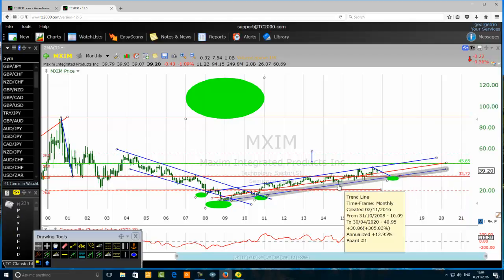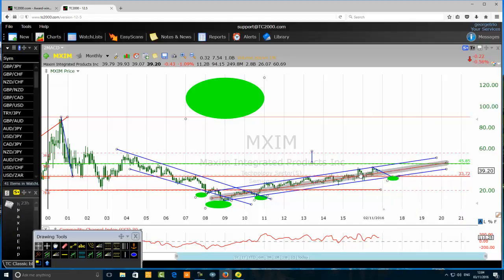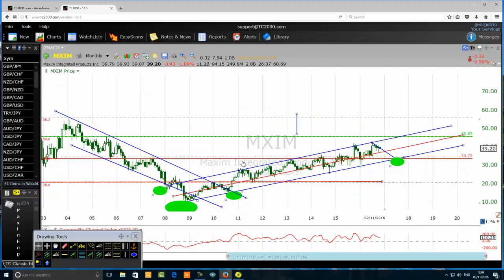You see here, it touches here, it bounces up. It touches here, it bounces up. It touches here, it bounces up. When it touches it, it doesn't mean buy straight away. Implement a top-down trading method to trade. If there is no signal, don't force it.